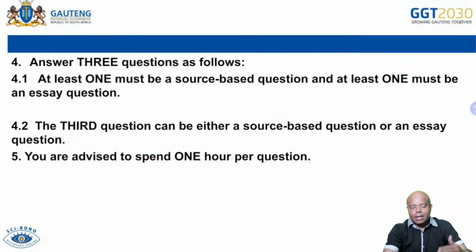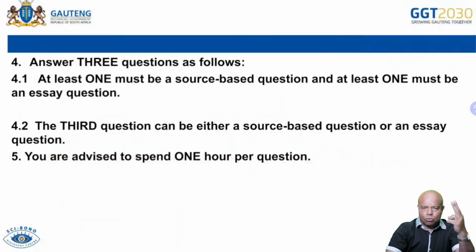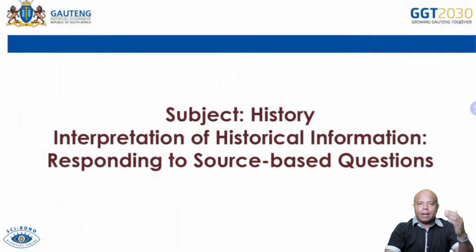So the instructions are quite clear, because on the screen you can see it says at least one must be source-based and the other one must be an essay. Then the third question can either be source-based or essay. So in simple layman's terms, 1 source-based, 2 essays. 1 essay, 2 source-based basically. Learners, remember now you will answer 3 questions. It means you must spend one hour per question, and that will give it a 3.